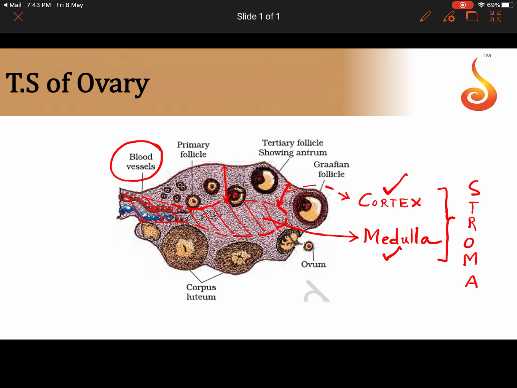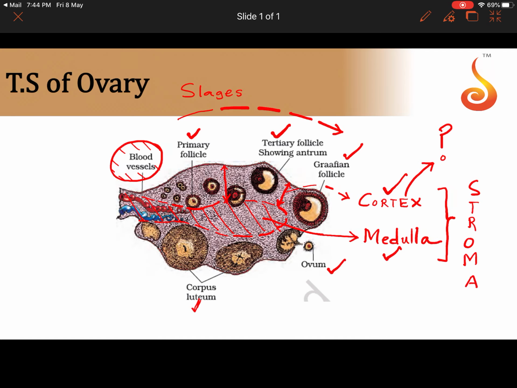The inner medulla is the zone where you find a lot of blood vessels and a lot of nerve endings, whereas the outer zone, what do you find in the cortex? Can you all see certain structures which are labeled as primary follicle, tertiary follicle, the Graafian follicle, and you can see how the ovum is being released from the Graafian follicle, and you can see these yellow colored structures called corpus luteum. So basically in the cortex you will find these stages of follicular maturation.